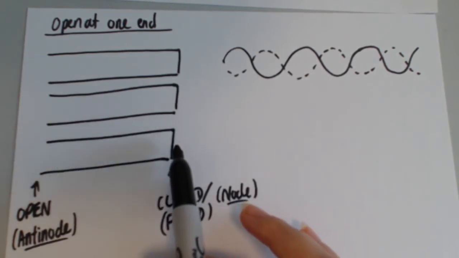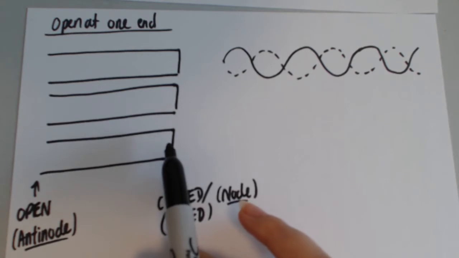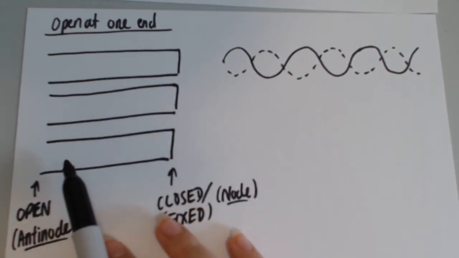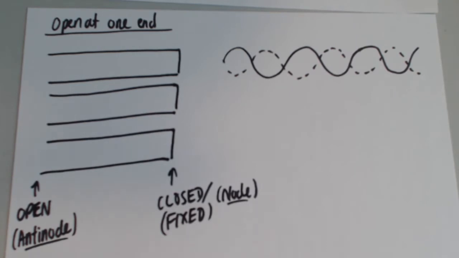But when the pipe is closed, the air doesn't have anywhere to move. So you have to have a node at the closed end and an antinode at the open end. So let's see what is the simplest configuration we can make inside of this pipe, such that we have an antinode here and a node here.